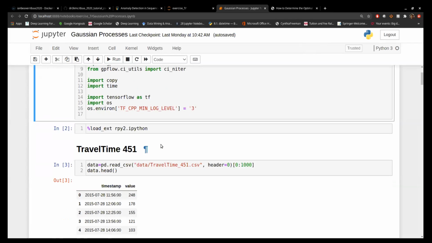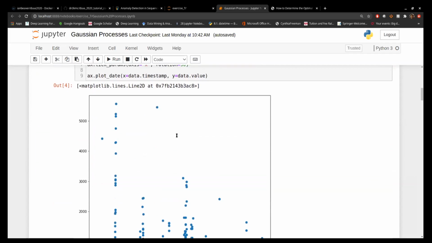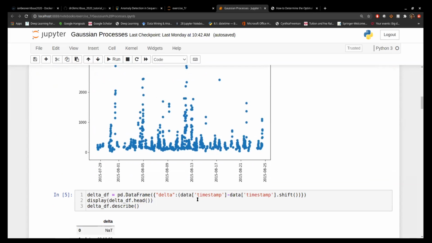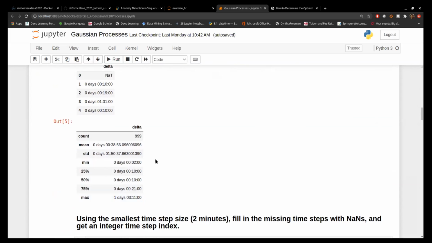So we load a data set here that has a lot of missing irregular time steps. And I'm just going to grab the first 1,000 points just for sake of speed. Now go ahead and plot the time series as a scatter plot, and you can see that there are a lot of gaps here. There's a lot of missing time steps, and it's not very regular. And you can see the time step difference sizes, which I call delta, here's some stats on that. The minimum time step is 2 minutes, and the largest is 1 day and 3 hours.